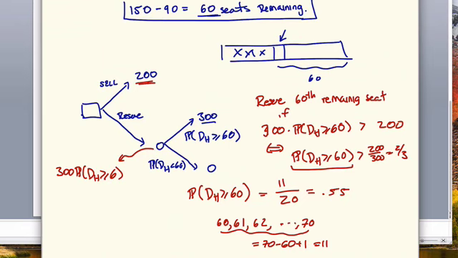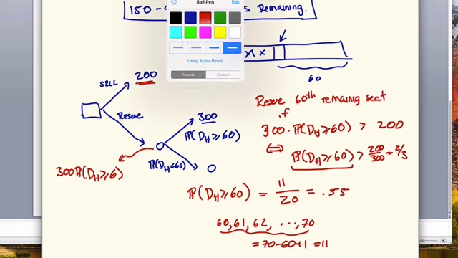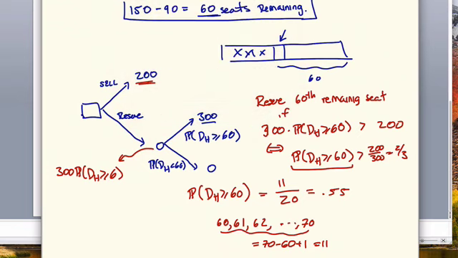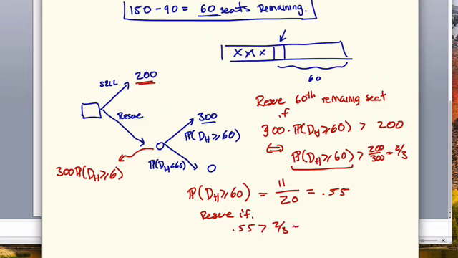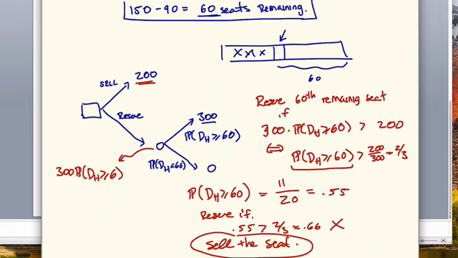Right, and then if I compare to here, let me erase some of this scratch work. I would say reserve if 0.55 is greater than 2/3, which is like 0.66. This is not true, so I should sell the seat. Okay, and so that's the first part of the question.